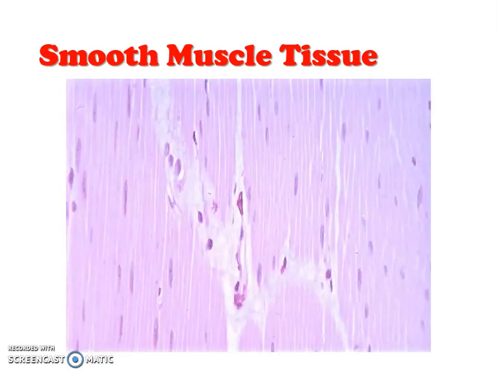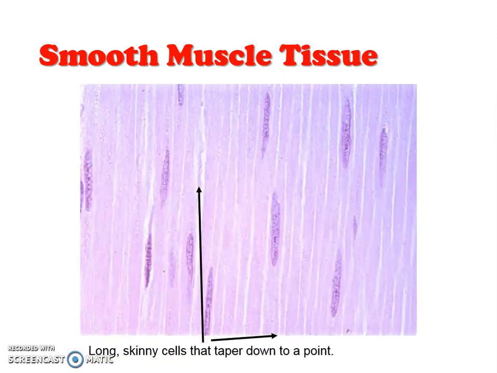And the last of the muscle tissue types is smooth muscle tissue. Smooth muscle tissue doesn't look like cardiac or skeletal muscle. It certainly doesn't have striations, but what you've got are these long, skinny, thin cells that are tapered. They come down to a point.